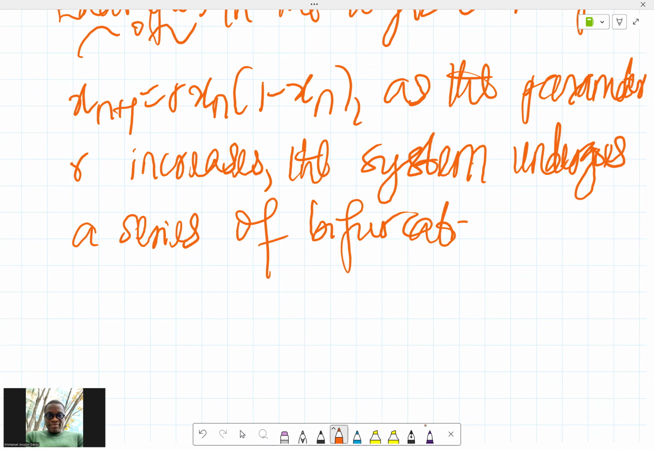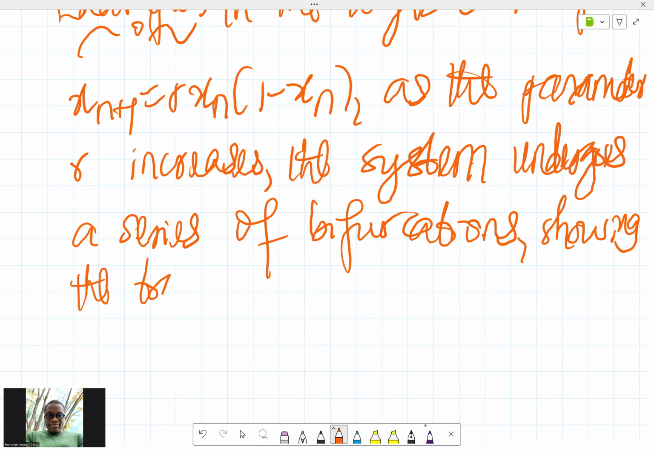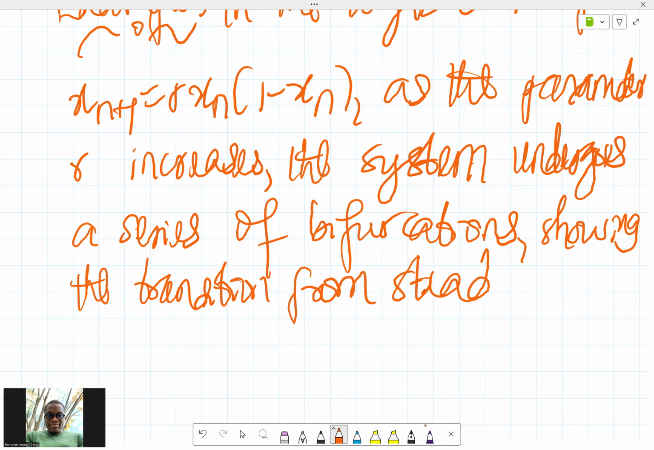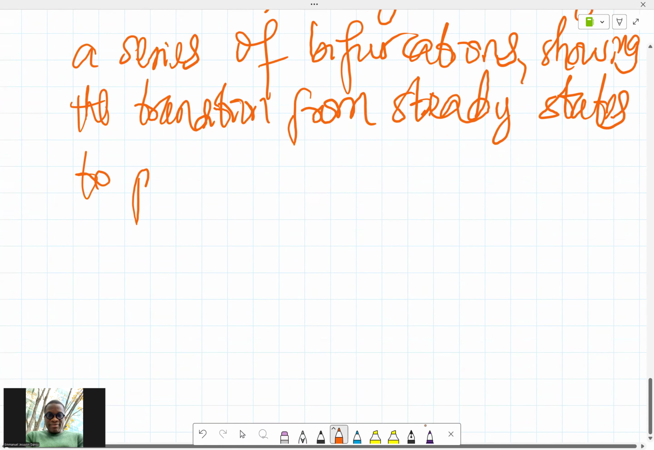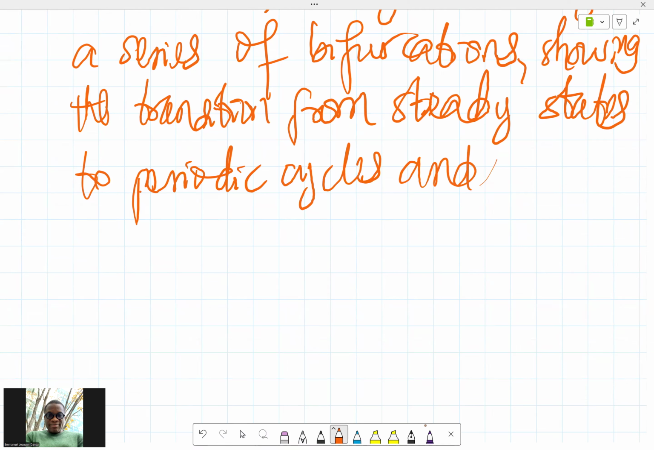The system undergoes a series of bifurcations showing the transition from steady states to periodic cycles, and then chaotic behavior.